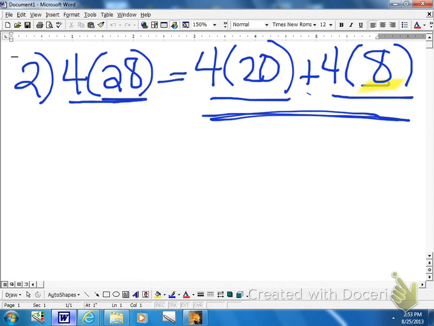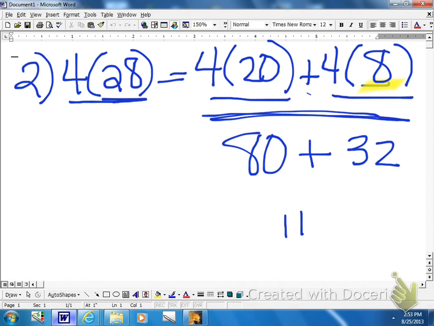Now, it's going to be a lot easier to solve this problem using my mental math if I go ahead and split up 28 into 20 and 8, because 4 times 20 is going to give me 80. And then I know 4 times 8 is 32, and if I add those together, I get 112.